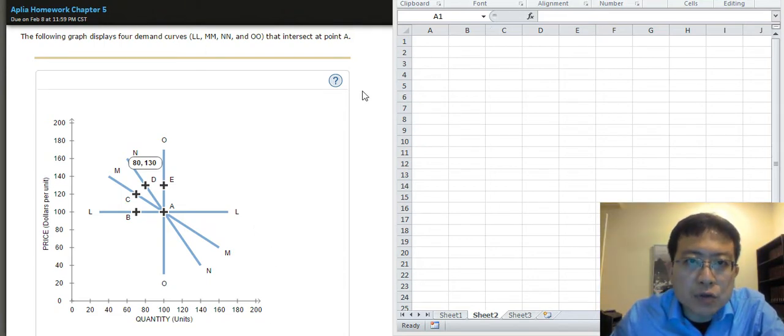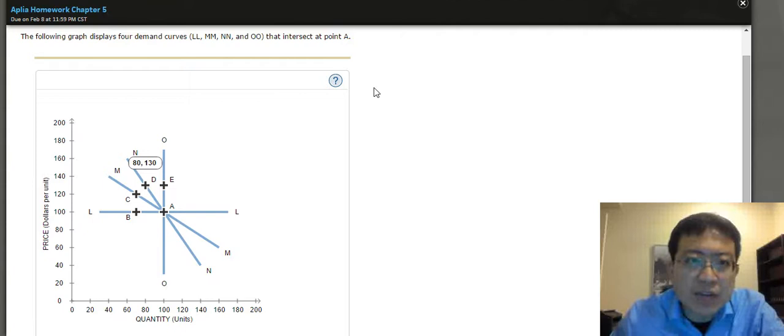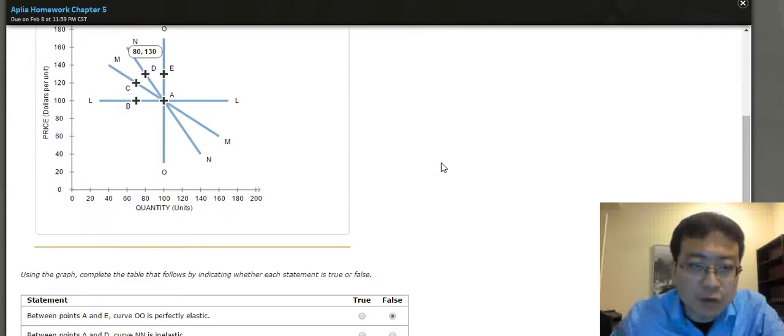Alright class, now we're going to do number 5 on your chapter 5 application homework. So you see this little table, this little graph over here, and then the first thing in our minds, what on earth is this? This looks very scary. Don't worry, this is just different lines on the same graph. We're going to tackle them one by one, okay? So let's look at the question.